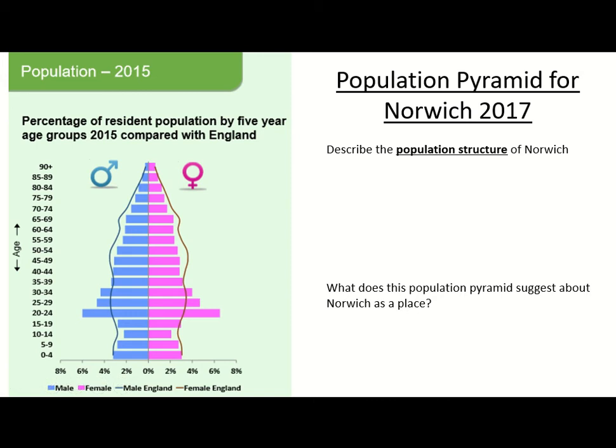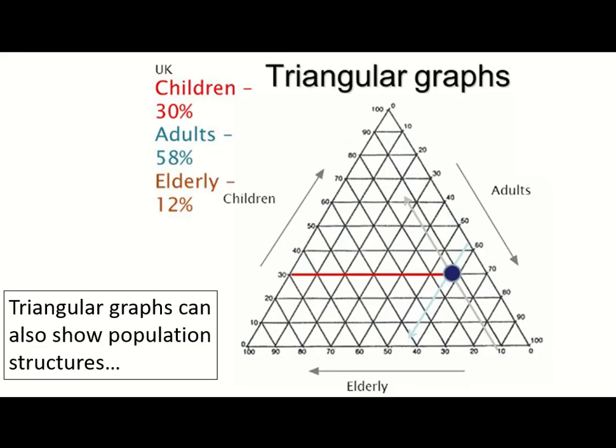Okay, so now we've had a look at population pyramids. The other way to present this information is in something called a triangle graph. Now, again, don't be put off by this. This is just a way for me to show you other ways that data may be presented to you in an exam situation. So this is a way you could present that same thing.